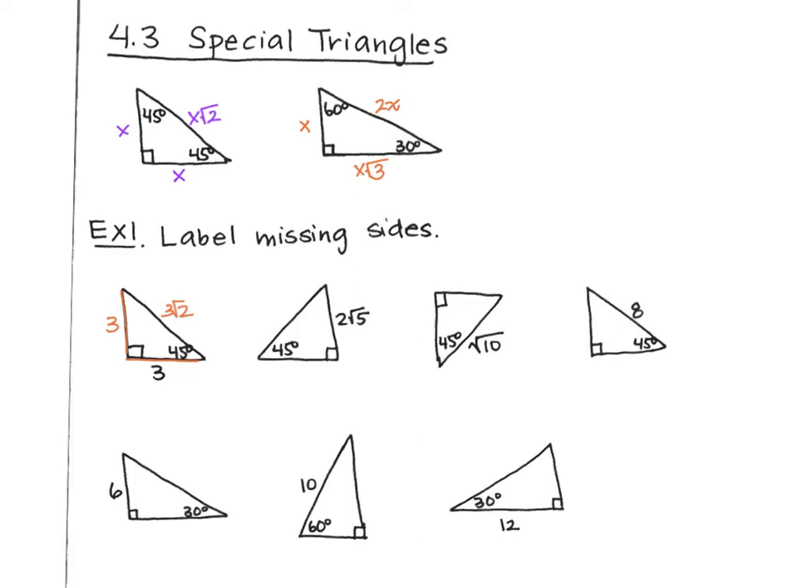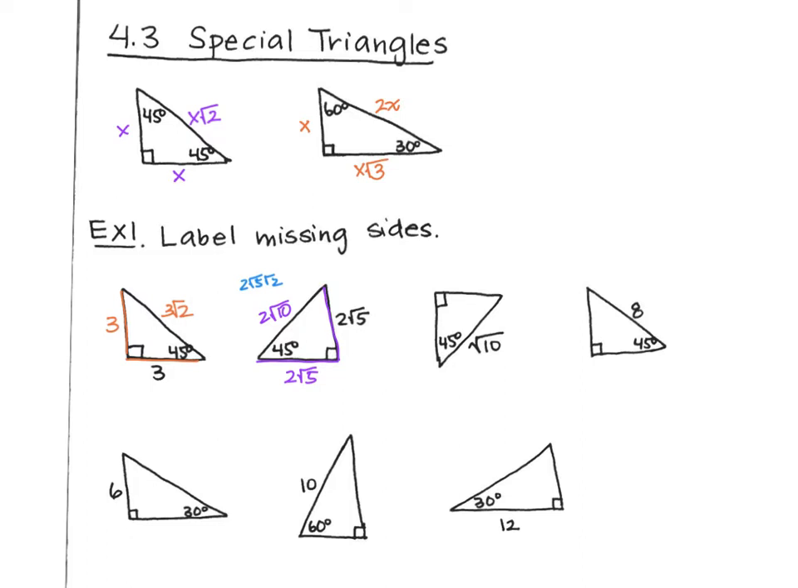Let's look at the next one. The next one is also a 45 and 90, so it must be 45-45-90. The two legs have to be congruent. Since I already know one of the legs is 2 root 5, the other leg must also be 2 root 5. Okay, now for the hypotenuse, it's going to be x root 2, which I could do in my head. So it would be 2 root 5 root 2, which simplifies down to 2 root 10. So the hypotenuse is 2 square root 10.